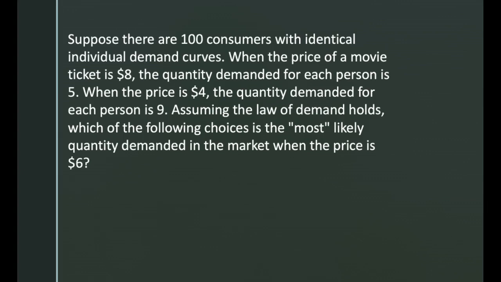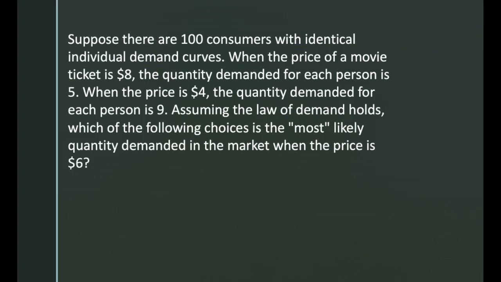The next one is a question that I would like you to look at, and I'll read it to you. Suppose there are 100 consumers with identical individual demand curves, and when the price of a movie ticket is $8, the quantity demanded for each person is 5. When the price is $4, the quantity demanded for each person is 9. Assuming the law of demand holds, which means that when price changes, demand would change as well in a linear function, which of the following choices most likely represents the quantity demanded in the market when the price is 6?